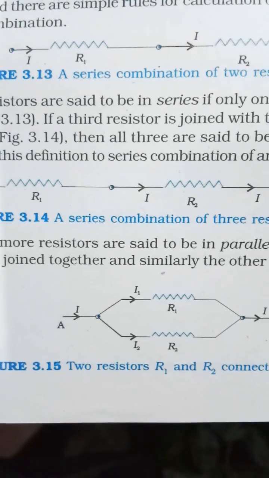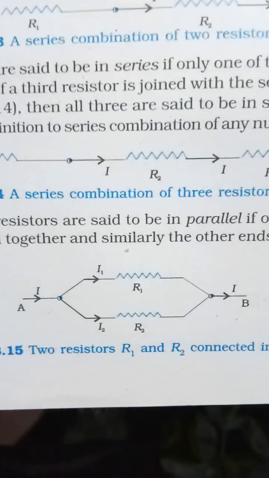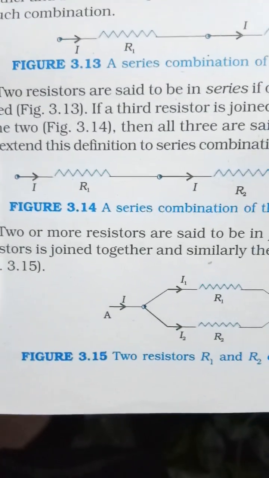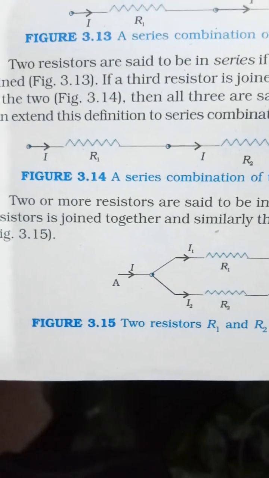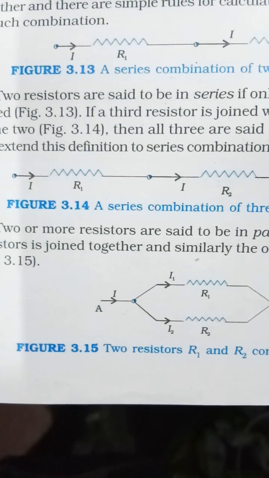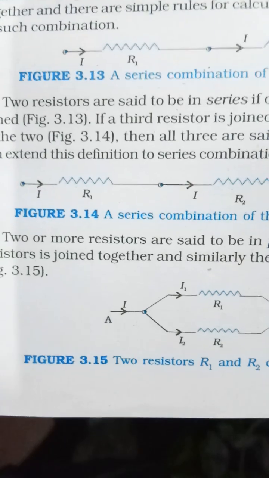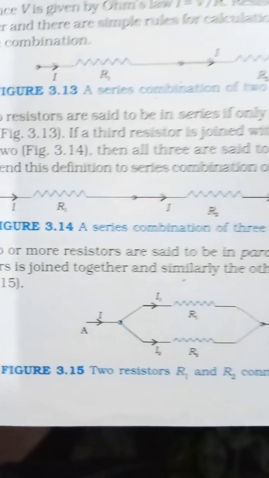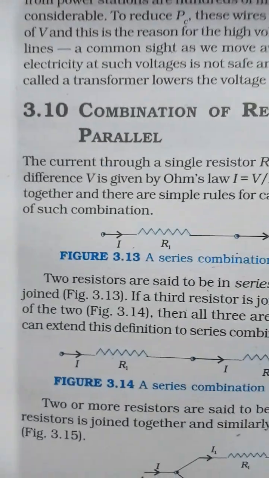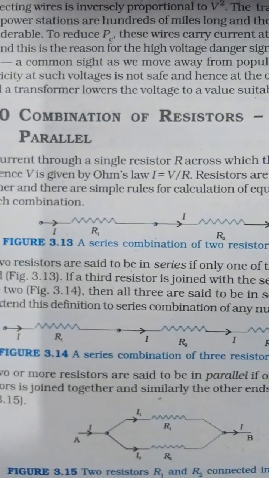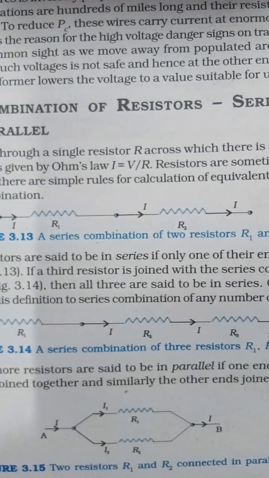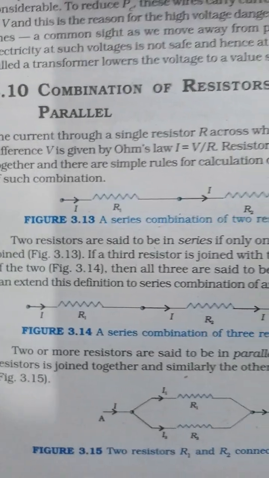Dear physics aspirants, right now I have the book of physics, and here you will see figures 313, 314 and 315. The current electricity chapter will be discussed right now, and the subtopic will be the combination of resistors, series and parallel form. The current through a single resistor R across which there is a potential difference V is given by Ohm's law.